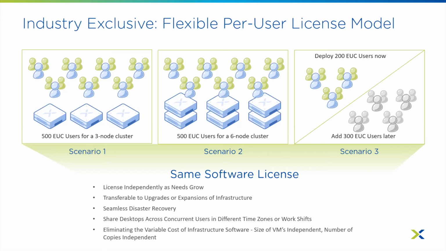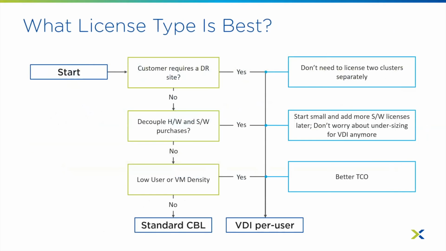You're licensed by user only, so we don't care if you have 600 users across 32 nodes or 600 users across 16 nodes or whatever. You only pay for the number of users in the cluster, not for the number of nodes in the cluster. Now, if we go through a decision tree, here are some things.